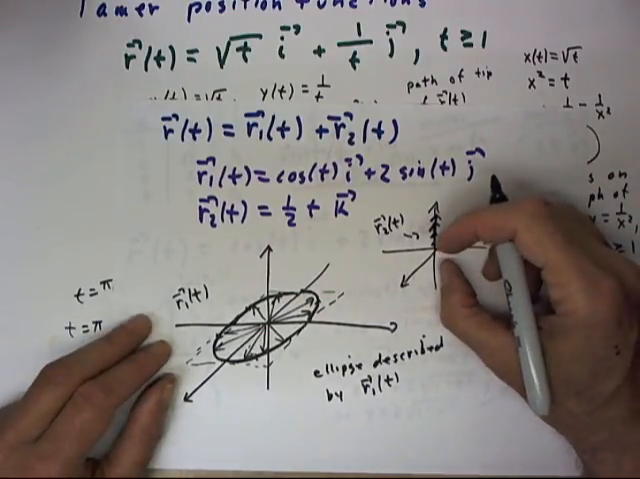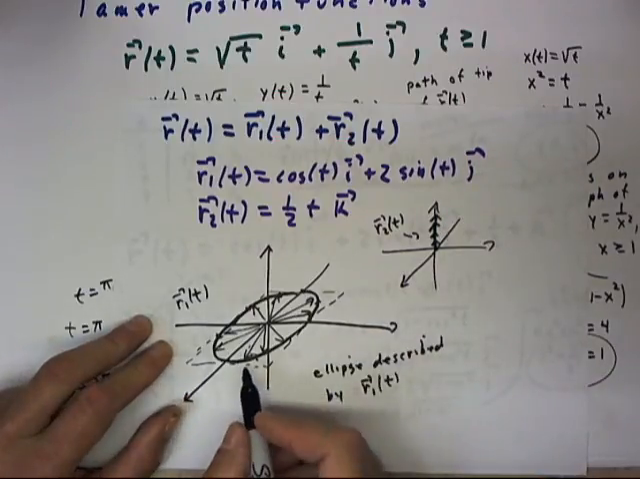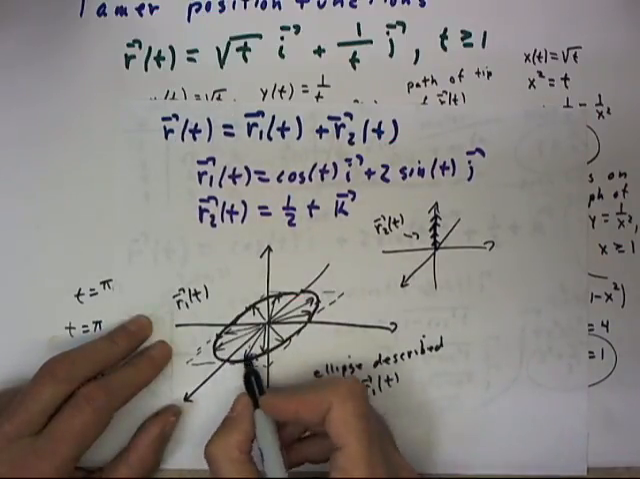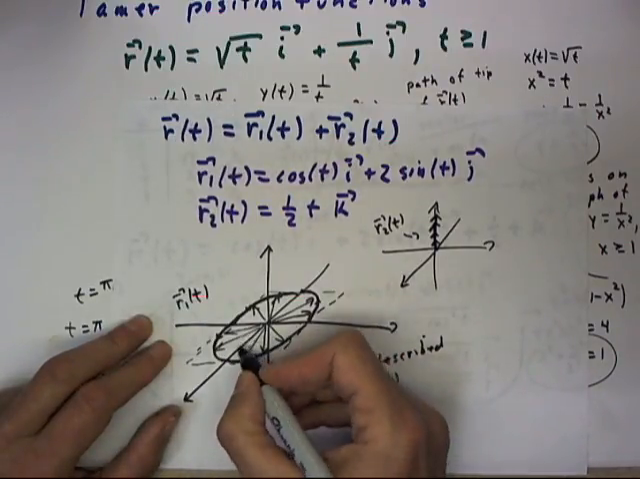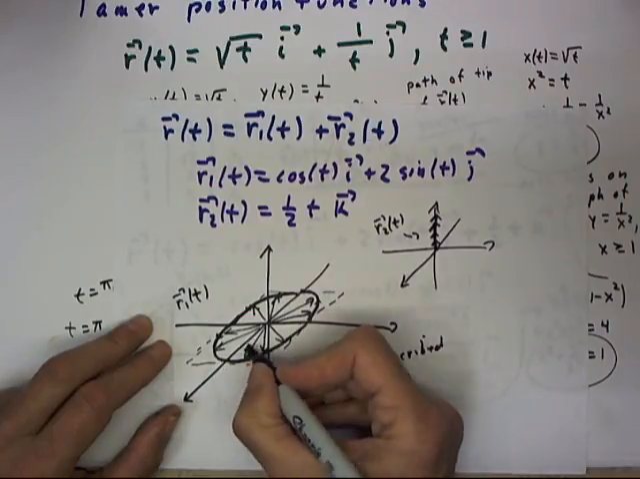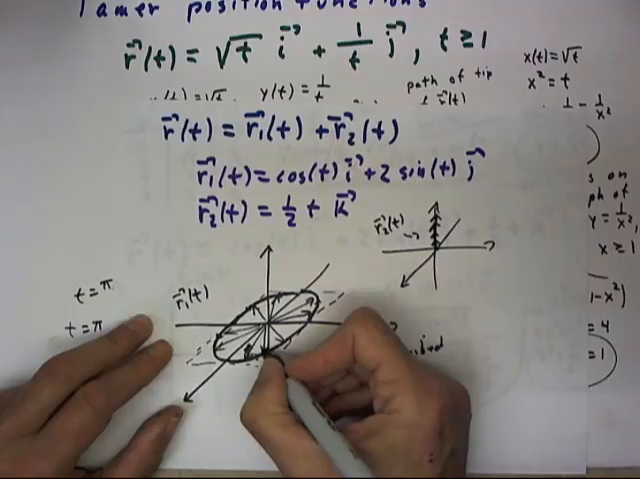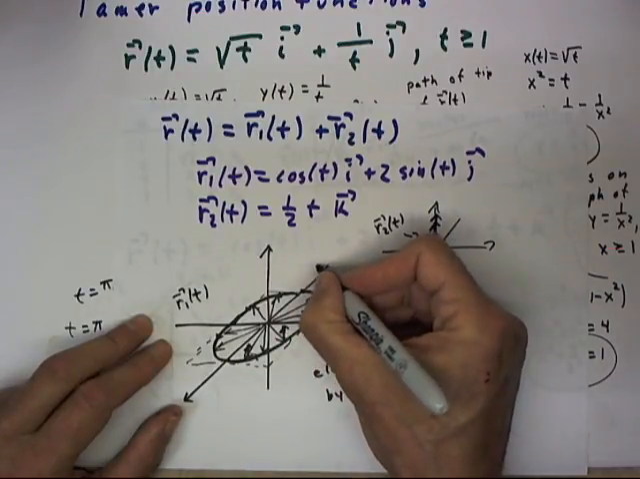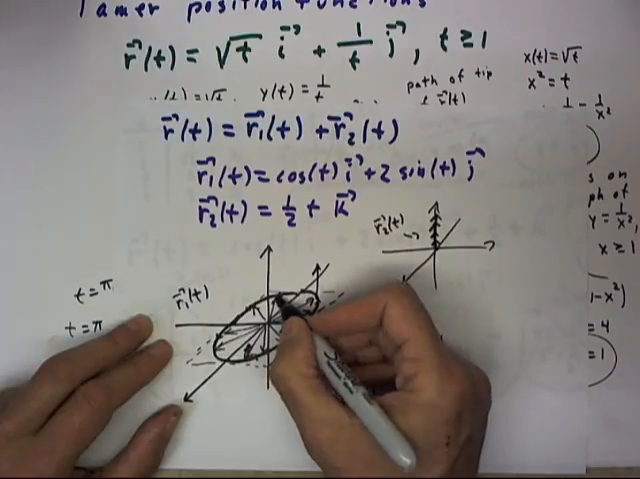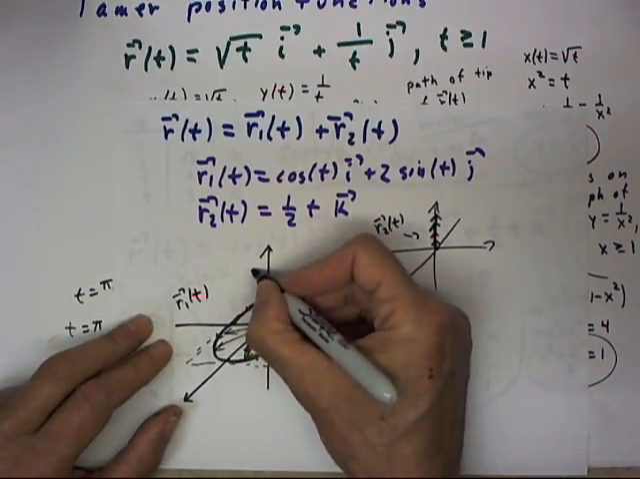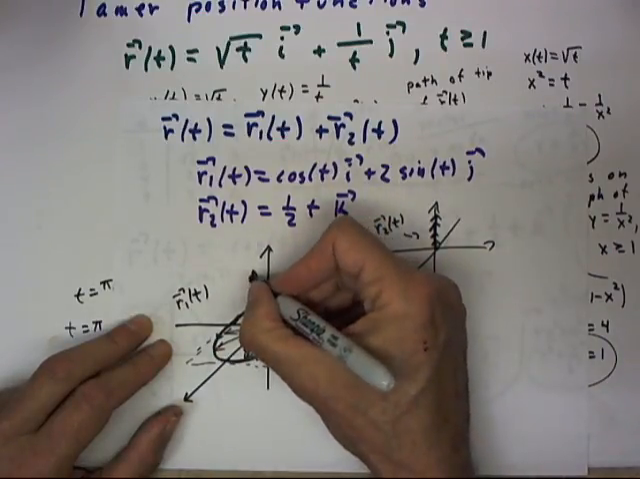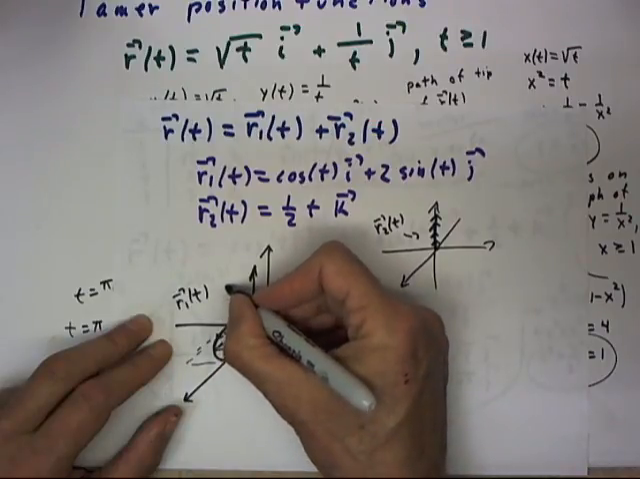What happens if we add these various r2 of t vectors to these r1 of t vectors to get an r of t vector? Well, if we come out here, our r2 of t is a fairly short vector. Come to this point, let's say here, r2 of t is somewhat bigger. Come around to here, r2 of t is going to be even bigger. And as our t values continue to increase and we move around the ellipse, we're going to add longer and longer vectors.